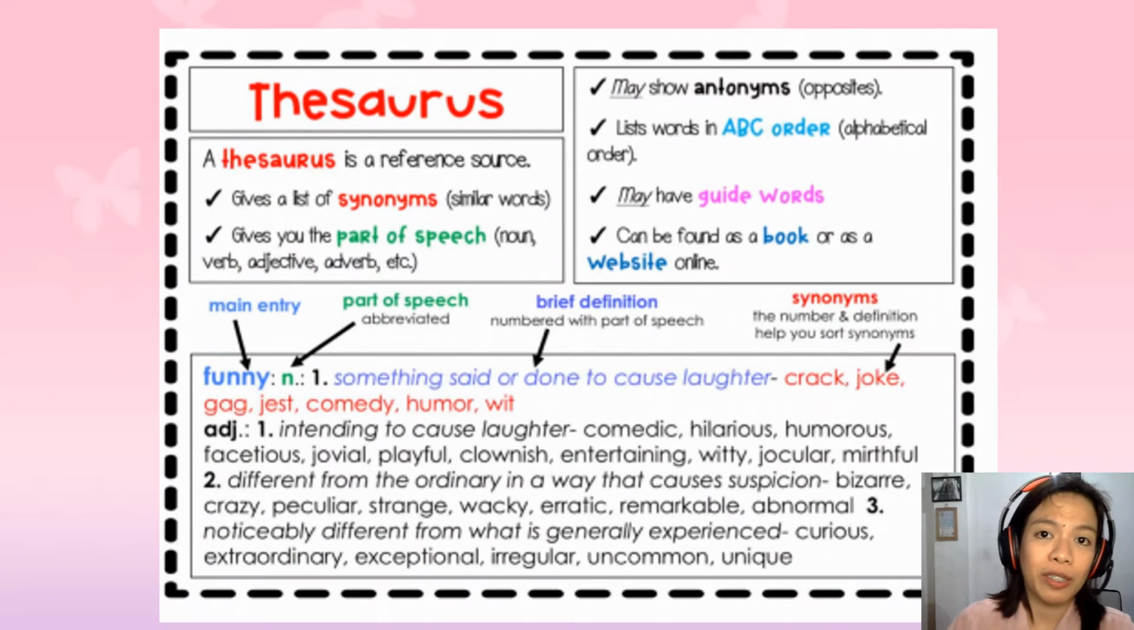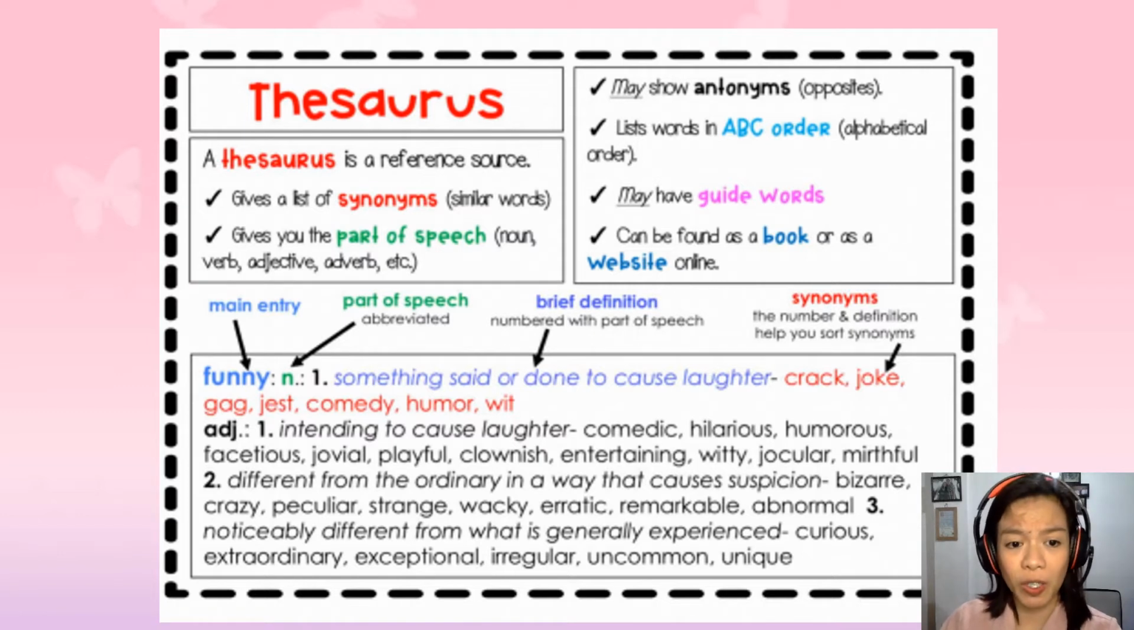Let us define what a thesaurus is again. A thesaurus is a reference source. It gives a list of synonyms or similar words. It gives you the parts of speech: noun, verb, adjective, adverb, and etc. It may show antonyms or opposites. Lists words in alphabetical order. May have guide words. Can be found as a book or a website online.